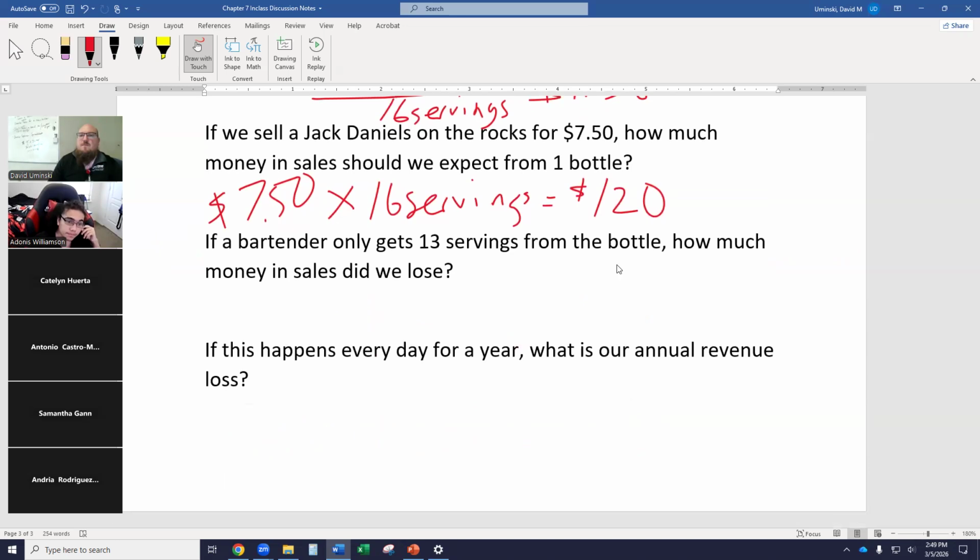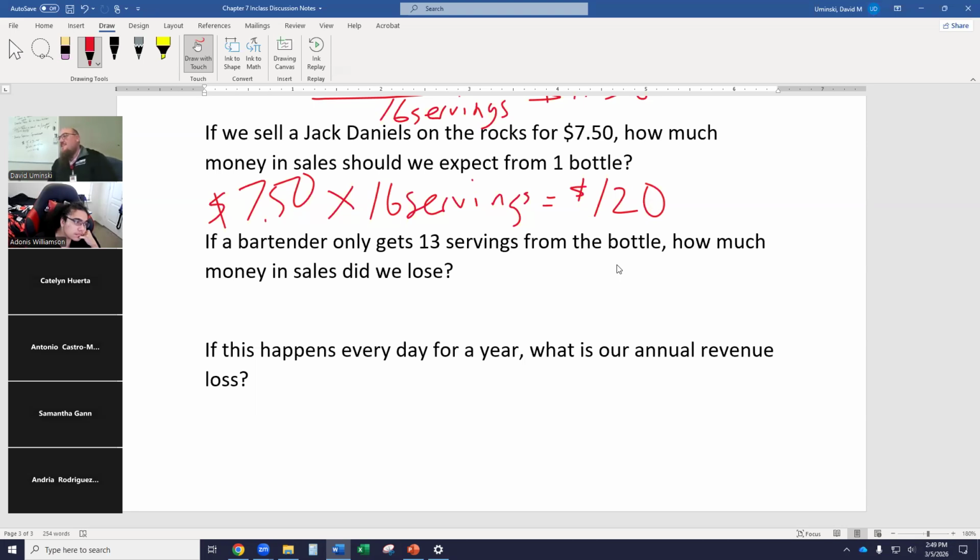$7.50 is not that expensive for that. That's actually a really low price. For Jack Daniel's on the rocks, depending on the restaurant where you are, you would probably be looking at anywhere from $12 to $18.